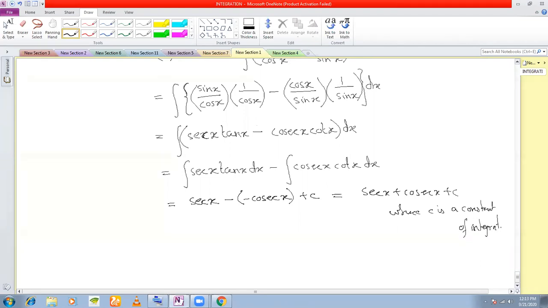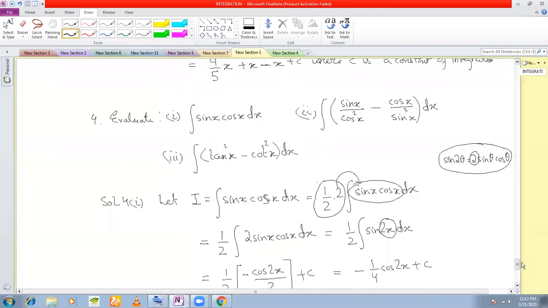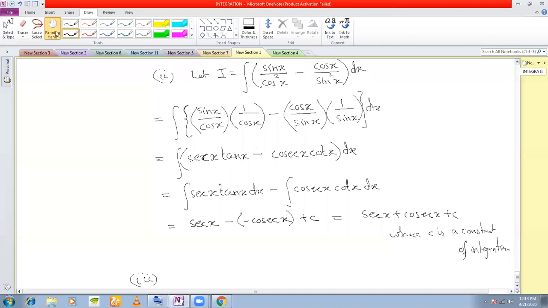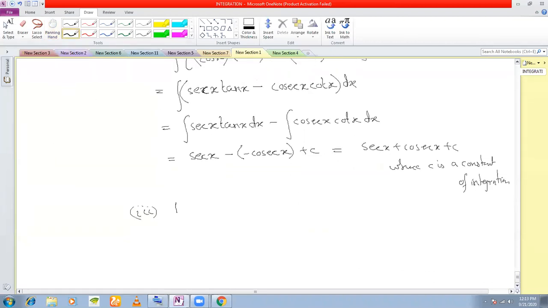Okay, and the last one, number 3. Number 3 question here was tan square x minus cot square x. I assume let I is equal to integration tan square x minus cot square x. Now you know that tan square x and cot square x are not standard integrals. But we also know that sec square theta minus 1 is equal to tan square theta. You know this, right?